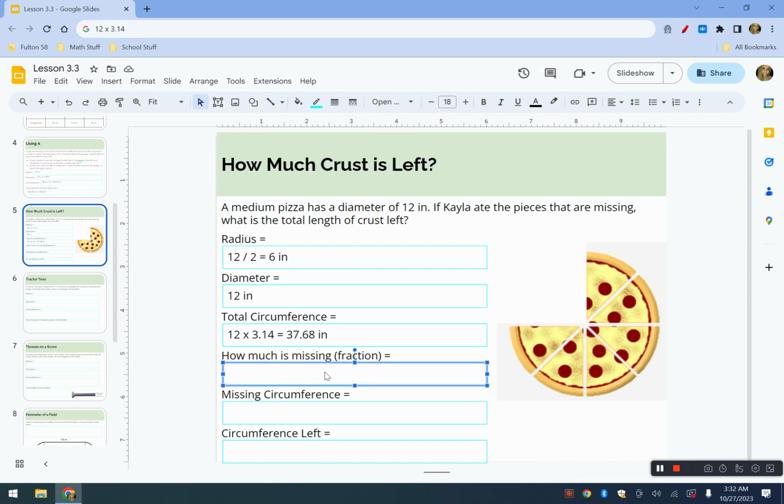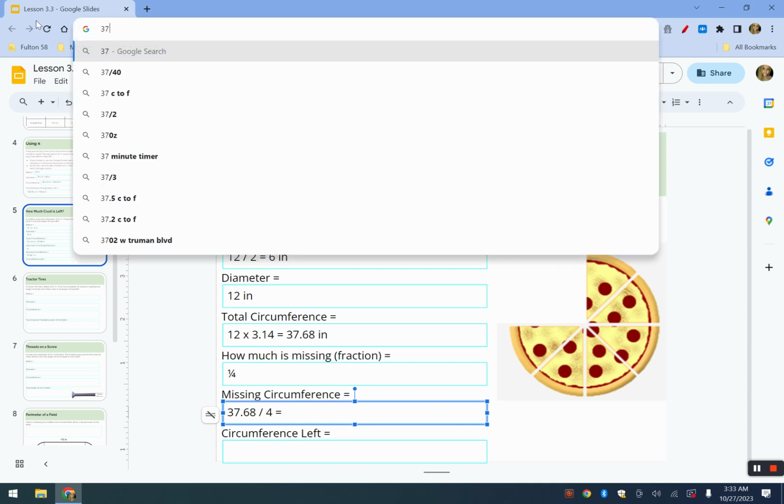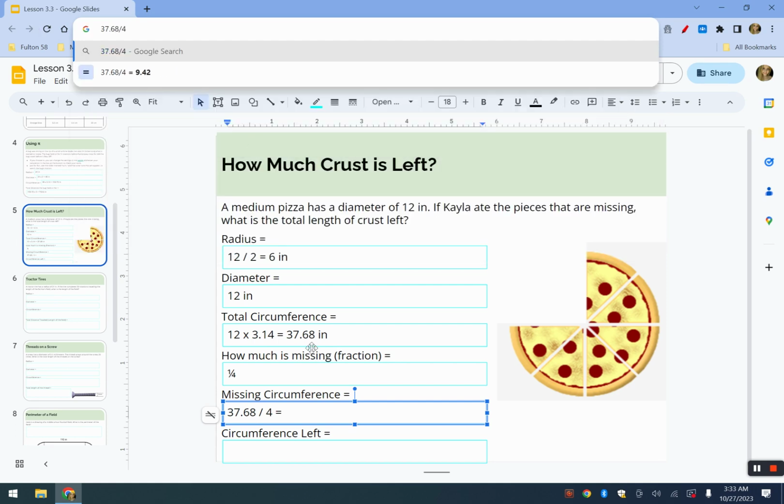So now it wants us to say in a fraction how much of this pizza is missing. So this is going to be 1/4 of the pizza is missing. So to find our missing amount, we could multiply by 1/4, but multiplying by 1/4 is also the same as dividing by 4. So we are going to take our total circumference and divide it by 4, and that is going to give us 9.42.